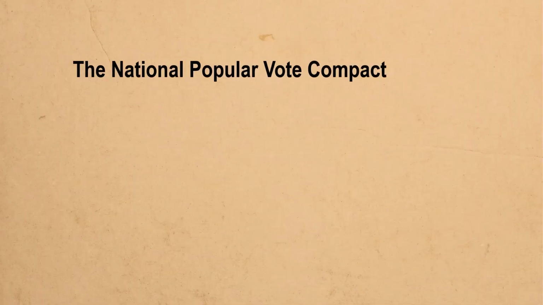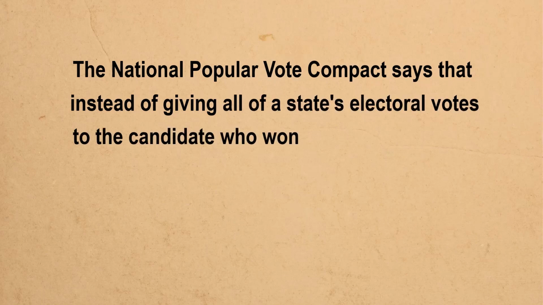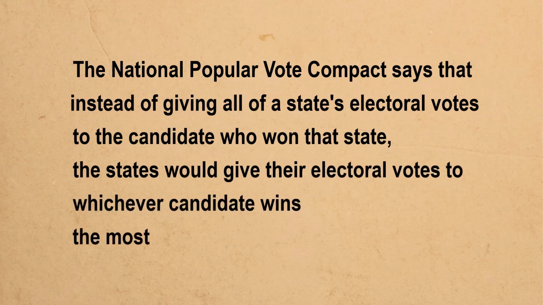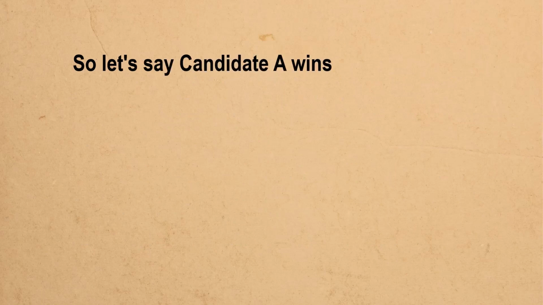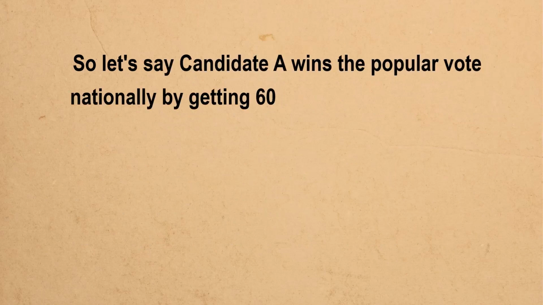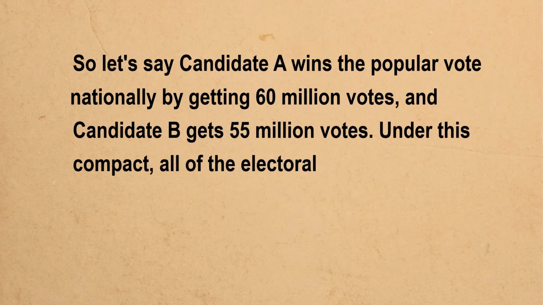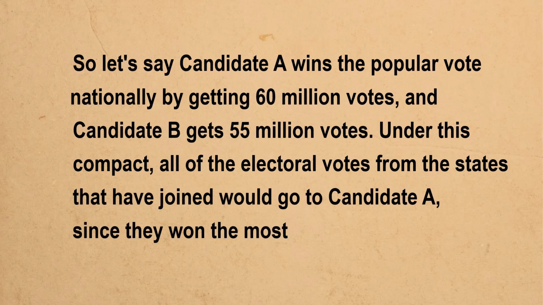We recognize this is somewhat confusing, so here it is in a nutshell. The National Popular Vote Compact says that instead of giving all of a state's electoral votes to the candidate who won that state, the states would give their electoral votes to whichever candidate wins the most votes across the entire country. So let's say candidate A wins the popular vote nationally by getting 60 million votes, and candidate B gets 55 million votes. Under this compact, all of the electoral votes from the states that have joined would go to candidate A, since they won the most votes overall.